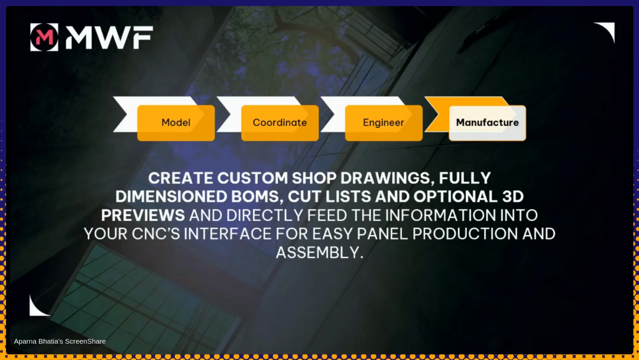All right, and then the last step is for manufacturing, you can create custom shop drawings, fully dimensioned bill of materials, cut lists, and also if you want to show a nice little 3D preview of your model, since it's all in Revit, you can definitely do that. And it also directly feeds this information up into Onyx, and Onyx feeds it to your CNC. So output a CNC file for you to be able to do your production.